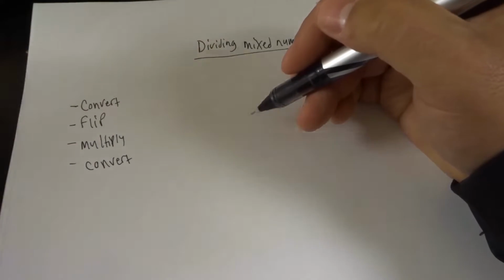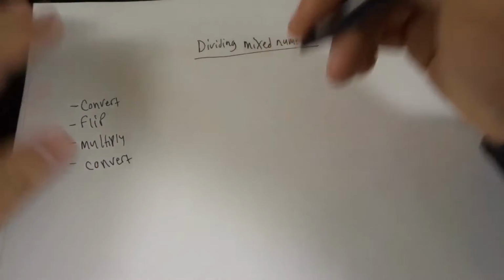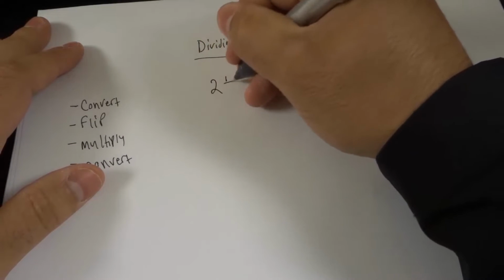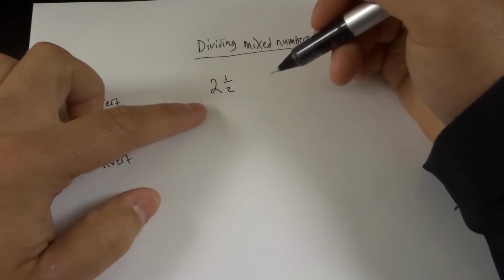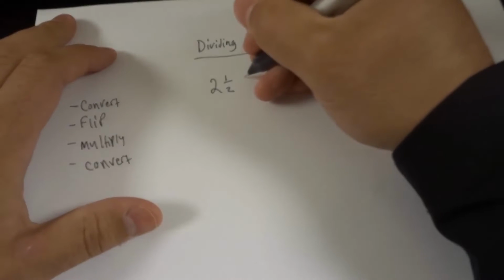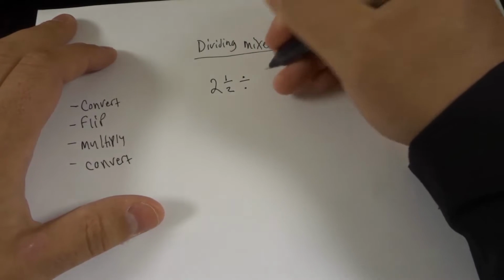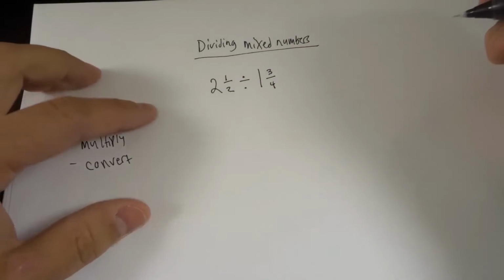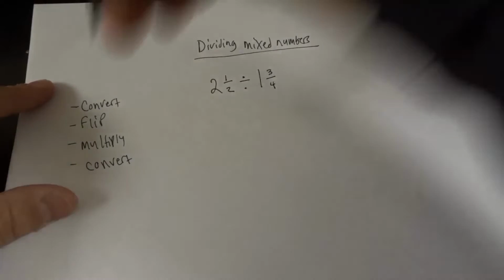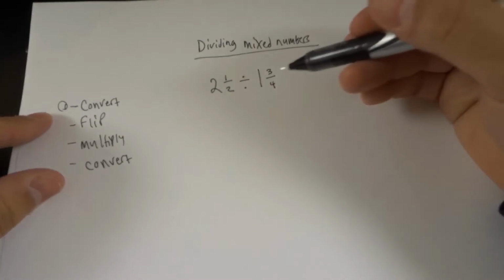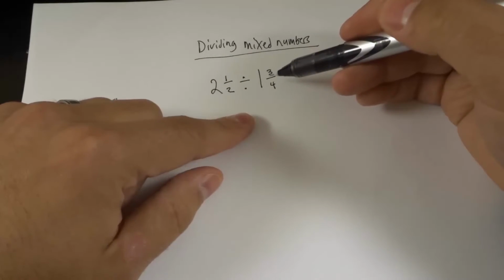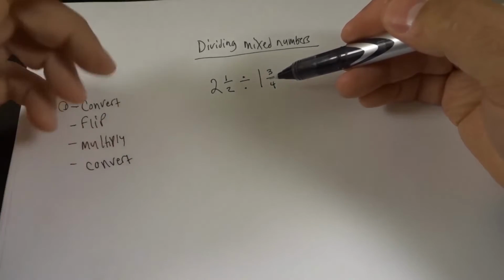So let's just pick 2 numbers for dividing. We're going to pick 2 mixed numbers. Let's do something like 2 and 1/2 divided by 1 and 3/4. So the first step is we want to convert these mixed numbers to improper fractions.